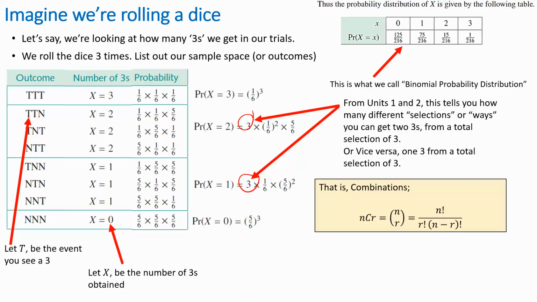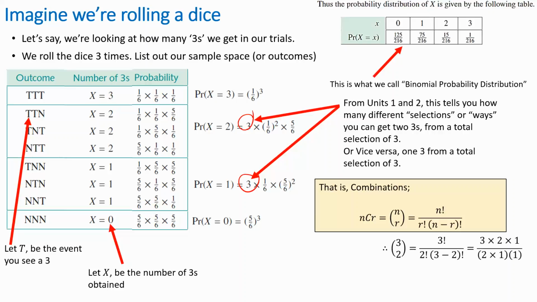Either 1, 0, 2, or all 3. Okay? This is the formula for it. If you forgot what the exclamation marks mean, it means factorial. Factorial means, if it was 3 factorial, it means 3 times 2 times 1. Okay? So let's take our example over here.